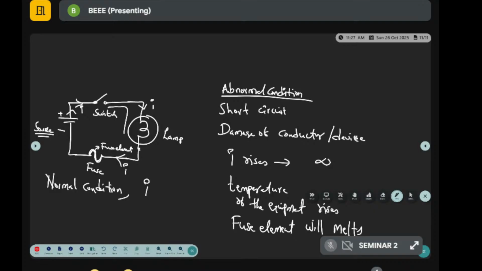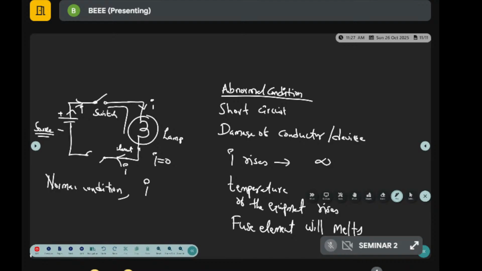What happens when it gets melted? Now there is no fuse element. It is an open circuit. Whenever this fuse element gets melted, the current will become zero. Current becoming zero means this lamp is protected now. The lamp gets protected after melting of the fuse element.